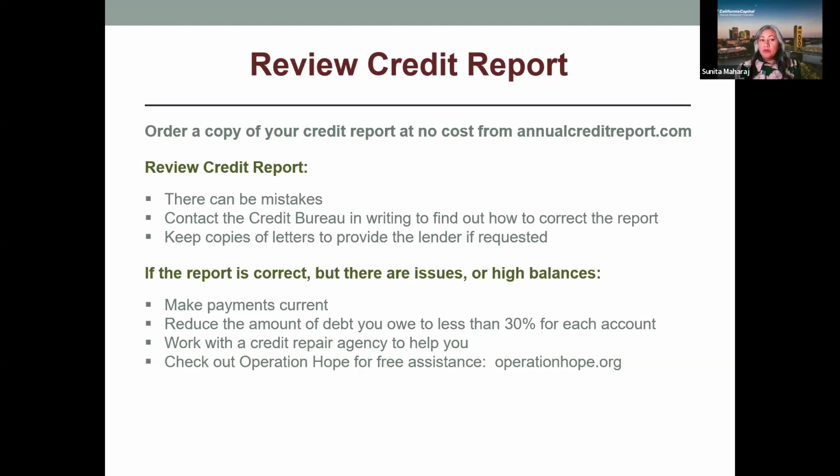And if the credit report is correct, but there are still issues or high balances, then make payments current. Reduce the amount of debt if possible. I know it's easier said than done, but try to reduce it to 30% or less, or start with one credit card, get that down to 30% or less, or pay it off. This will increase your score significantly and pretty fast.